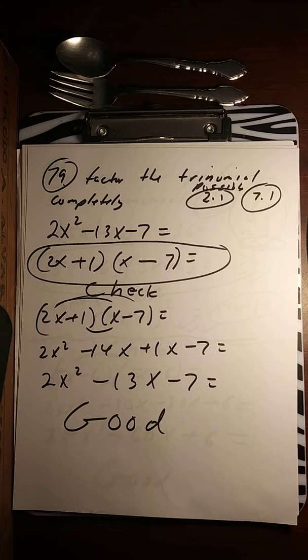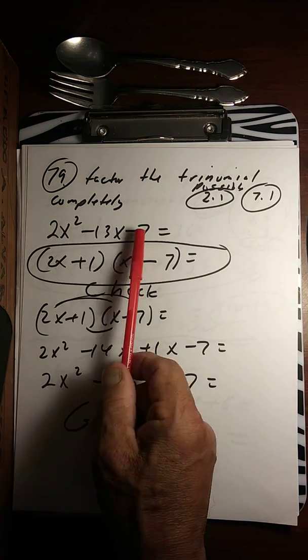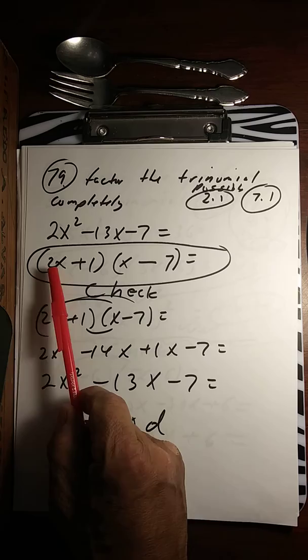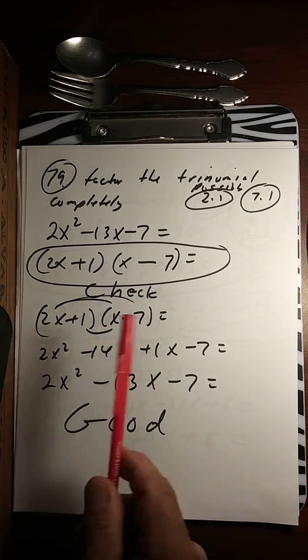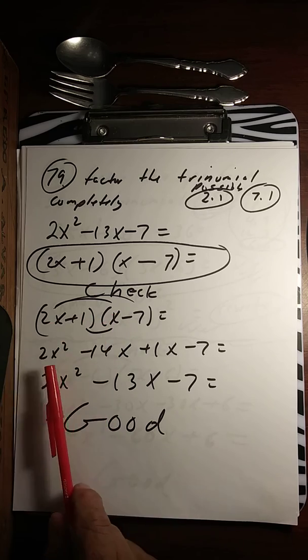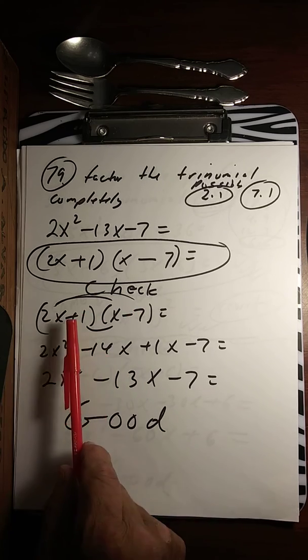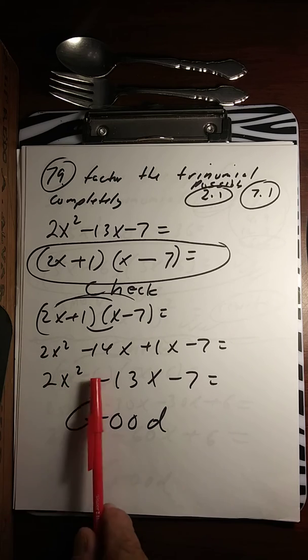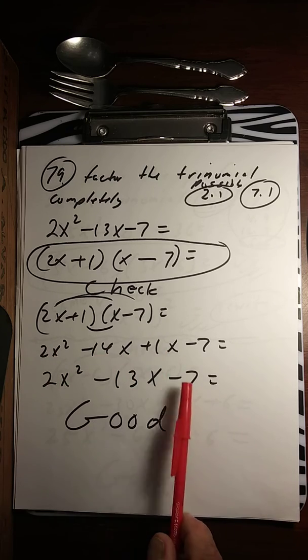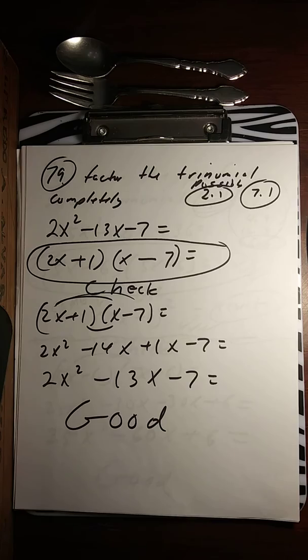Factor the trinomial completely. Well, 2, 1, 7, 1 is all we have. So 2x plus 1, x minus 7. That's our guess. Let's check it. That times that. So 2 times that is 2x squared. That times that is minus 14x. That's 1x. That times that is minus 7. So 2x squared minus 13x minus 7. Does that match? Yes, that matches.